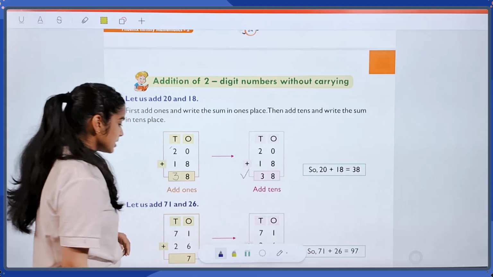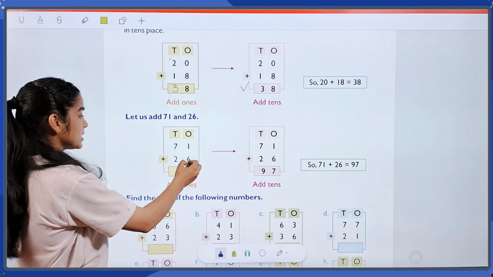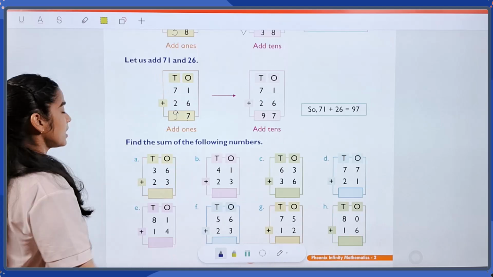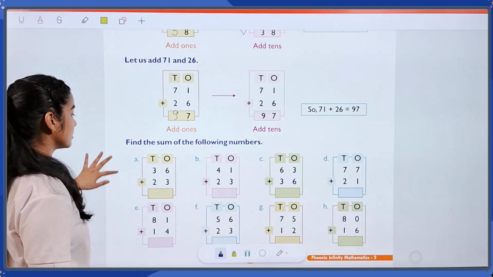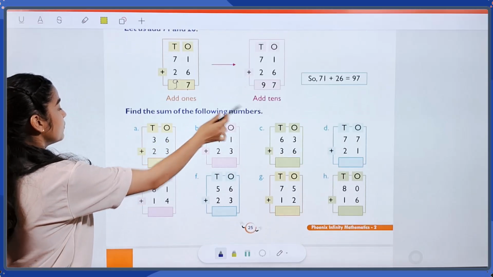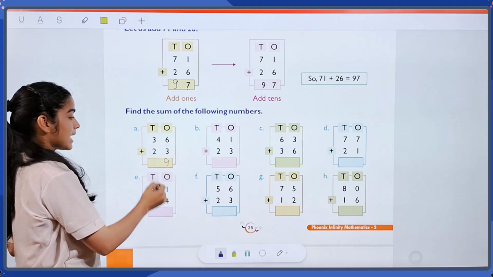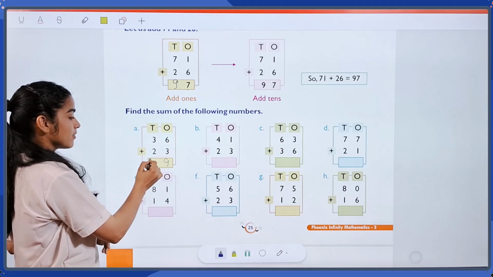These are our sum. Now 1 plus 6. What comes after 6? 7. 7 plus 2 is 9. So 97 is your answer. Now find the sum of the following numbers. 6 plus 3 is, well done students, 9. 3 plus 2 is 5.